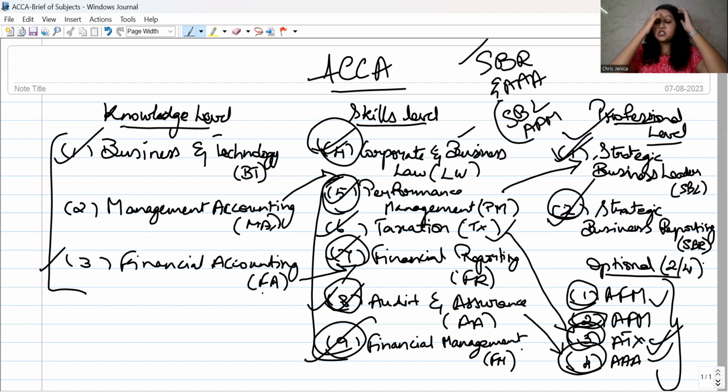Now, hope this was useful for you. So this is the order in which you can appear for the papers of ACCA so that it could be helpful for you to clear the papers easily.